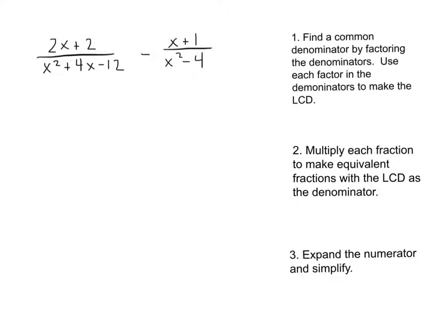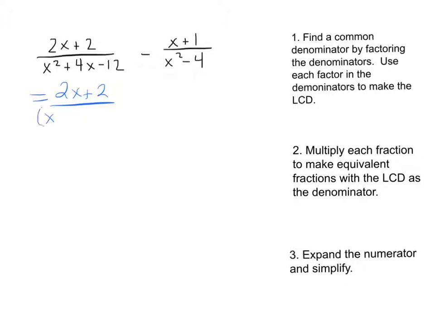The instructions here are written out of how we're going to solve this one, because it is a bit more complicated. The first thing you need to do is find a common denominator. We already know that. But we do it here by factoring the denominators. So to start with, let's factor those. Leave the numerator as is and factor the denominator.